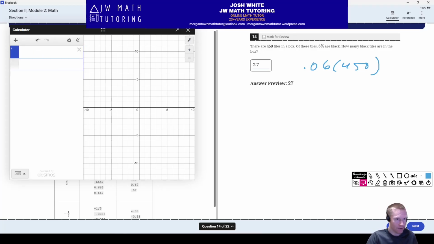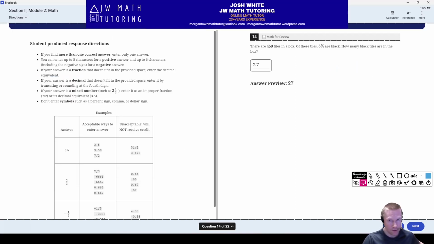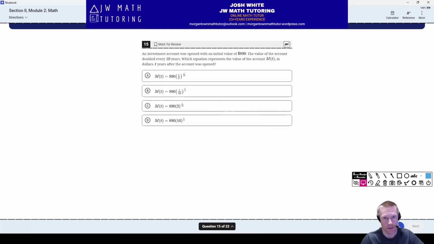You can also type the percentages in as well. So for example, you could say 6%, and it automatically fills in the "of 450", right there. You don't even have to switch it into the 0.06. But you get the same answer, which is 27.